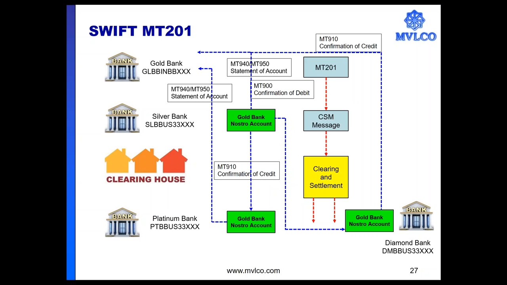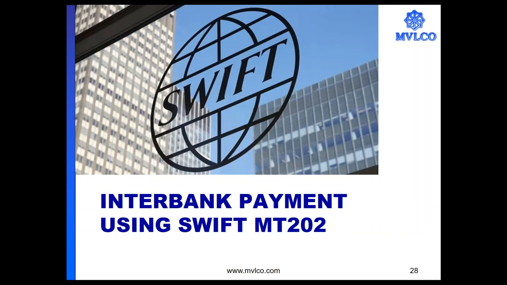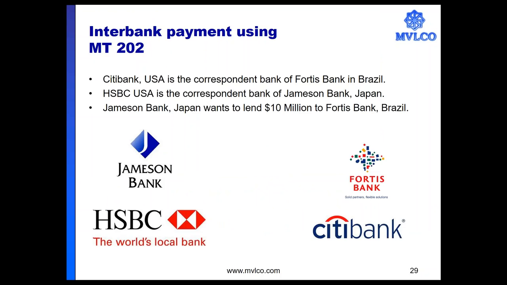Now we have understood 200, 201. Let's look at 202. I'm going to use an example once again to explain the 202. In the 202 example, we have four banks. One bank is Jamson, the other is HSBC, the third is Fortis, the fourth is Citibank.